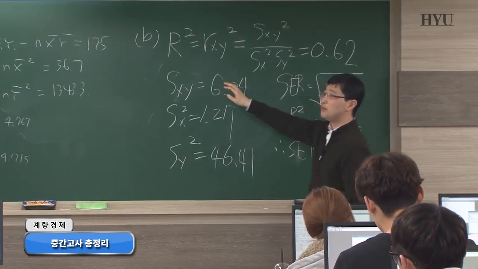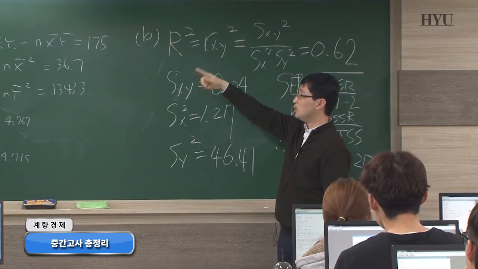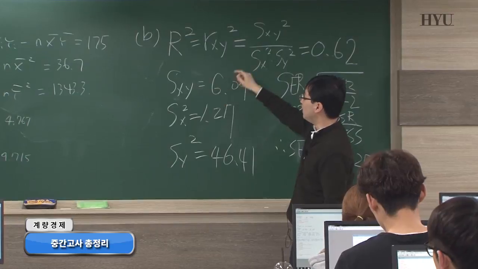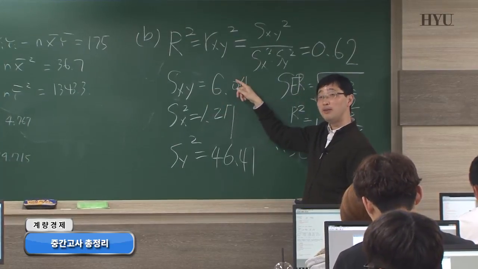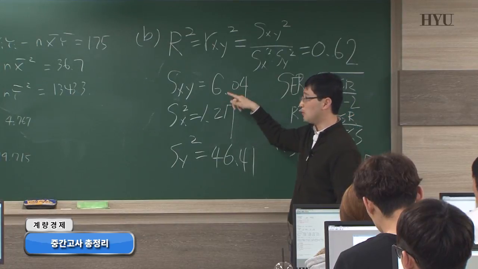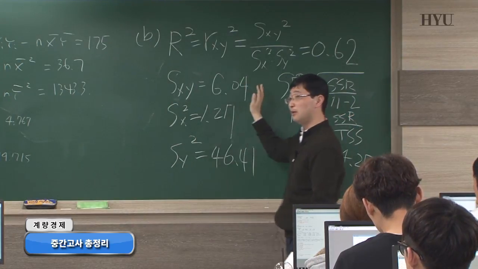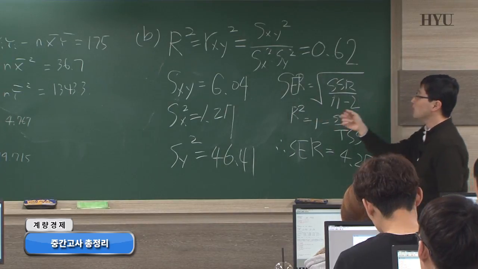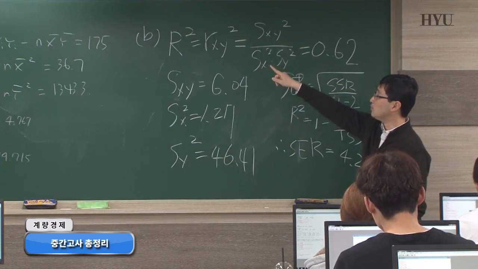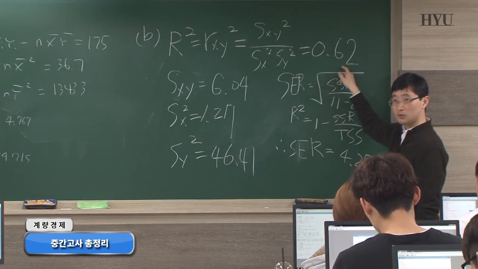Now again, R squared is the sample correlation coefficient squared. So when you get these three numbers, by the way, you just divide everything by n minus 1, right? So that's why you have a different number. This is before n minus 1, this is after n minus 1. So you can plug these numbers into this formula. R squared must be 0.62.